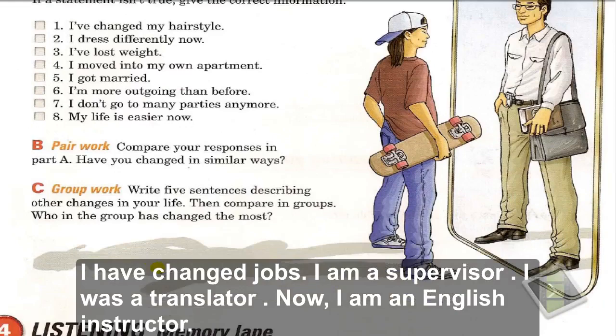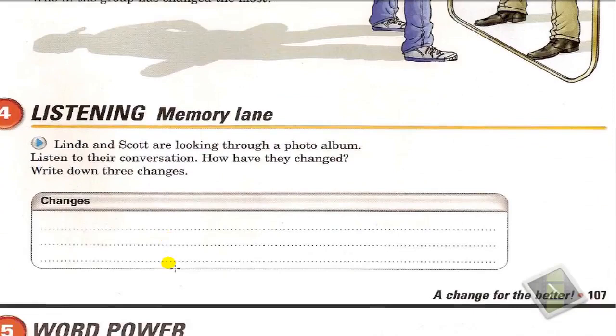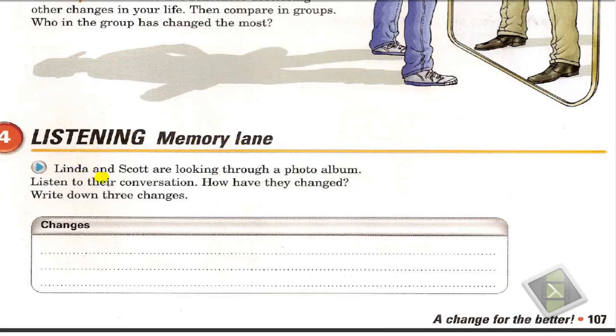Exercise number 4, listening: memory lane. In this exercise, Linda and Scott are looking through a photo album. They're going to remember their memories. How have they changed? Write down 3 changes. You will listen 2 times. Take notes.